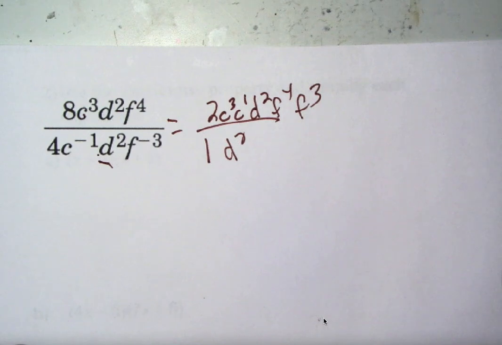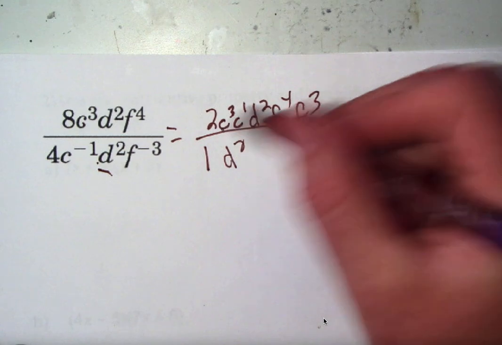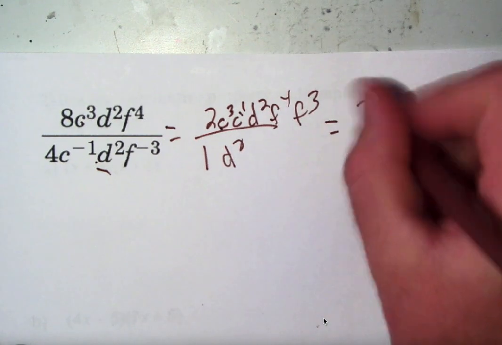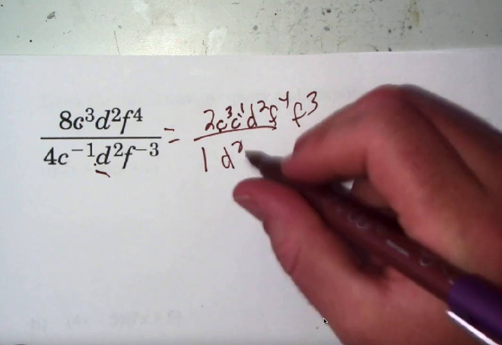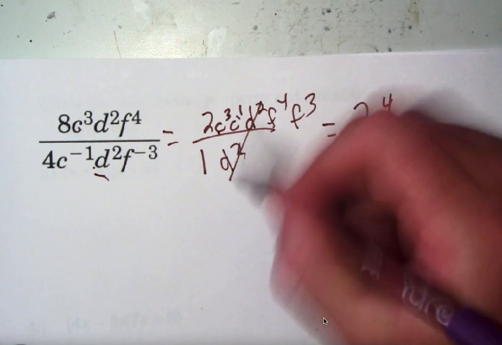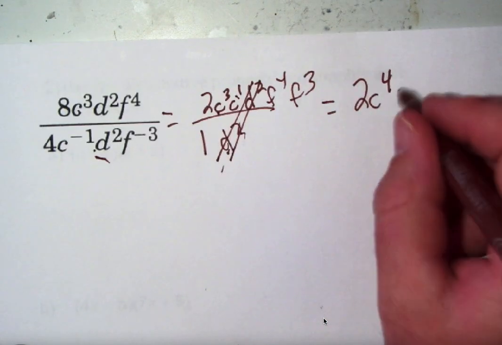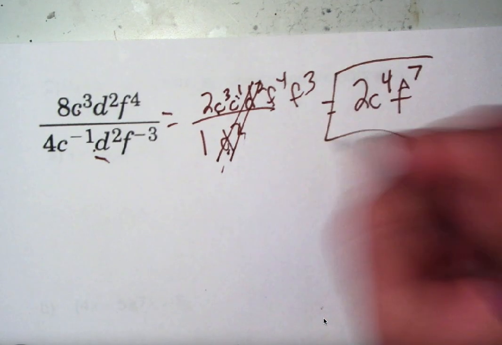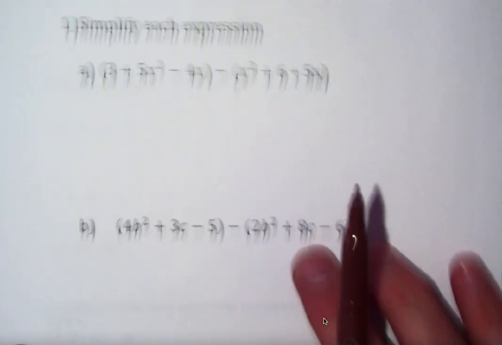So there's that game of shifting, right? And I gotta look, can I simplify more? Yes, I have C to the 3rd, C to the 1st. So I have 2 C to the 4th. The D's cancel because anything divided by itself is 1. And then you're left with F to the 7th. This is a perfect example of what we're going to see on the final.